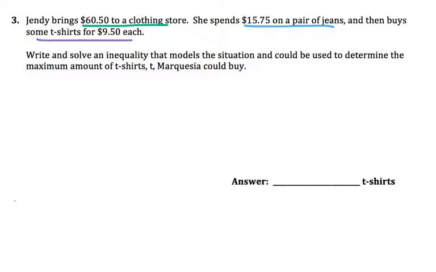I'm going to start off with the variable term. That's $9.50 per t-shirt. So let's put a T there. Then she also buys one pair of jeans. So let's put $15.75. And then she brings this much money to the store.